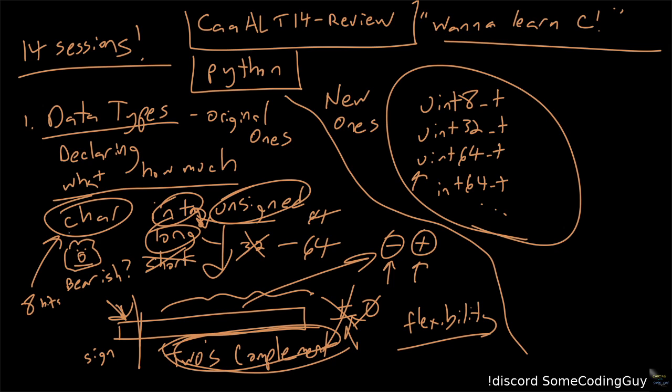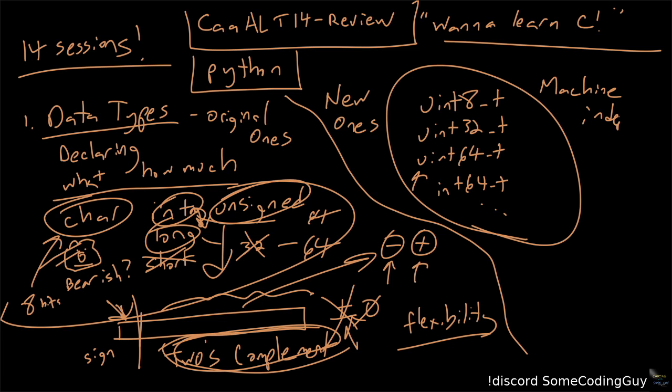They're far more portable than these other types, which are a little bit more machine dependent. So this was kind of like the machine independent data types. So we try to use that as much as possible, but obviously with original code, we're going to run into the classic types.